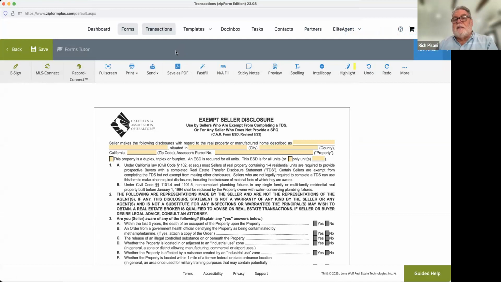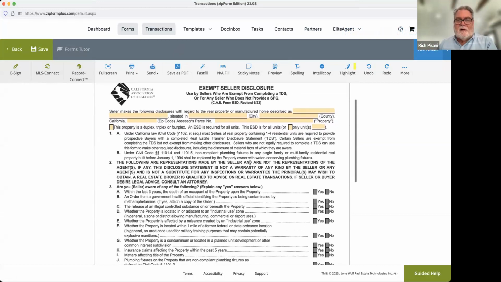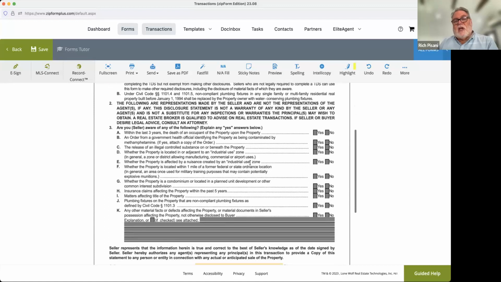So the question was, if they're exempt, what do they use? They use this form, which is the exempt seller disclosure, and they just have to answer these questions. And this is where within the last 3 years, a death of an occupant upon the property. That's really a weird way to say it. But anyways, has somebody died on the property in the last 3 years? So you have to disclose that.